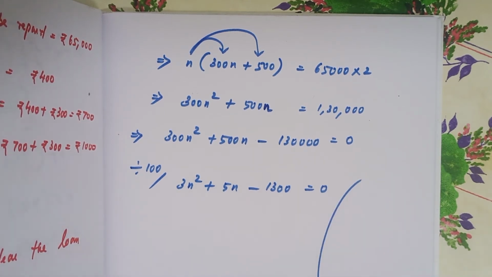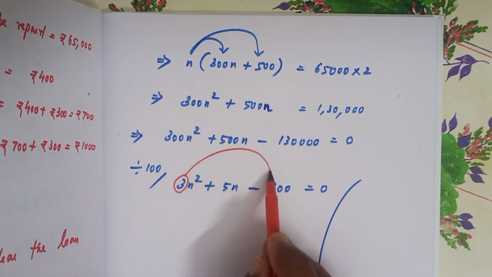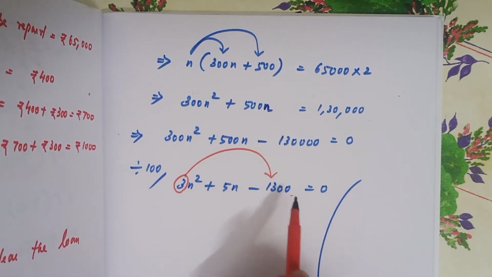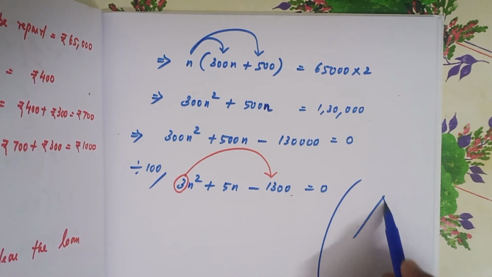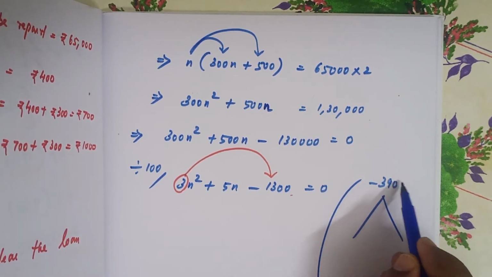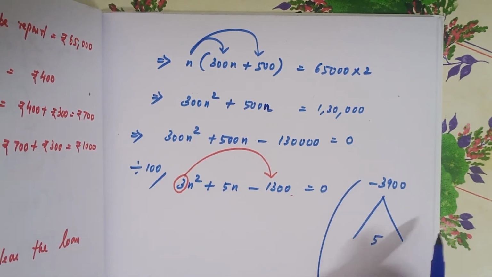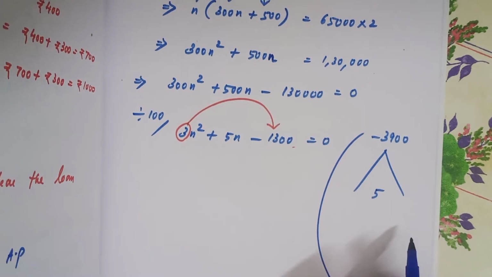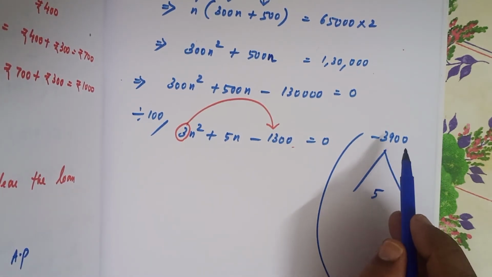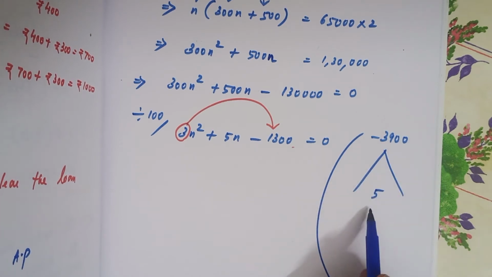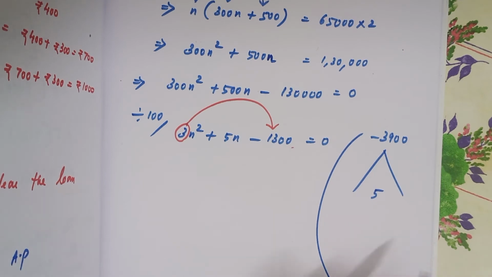For that, consider the coefficient of n square, 3 here. 3 should be multiplied with minus 1,300, we will be getting minus 3,900, correct? Then coefficient of n, that is equal to 5. You have to find out the two numbers. Product of the two numbers equals minus 3,900. Sum of the same two numbers equals 5. For finding the numbers, you can go for the prime factorization.